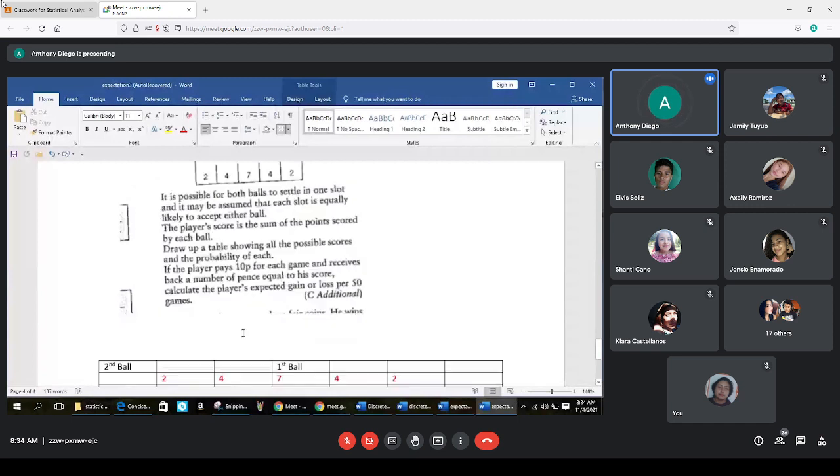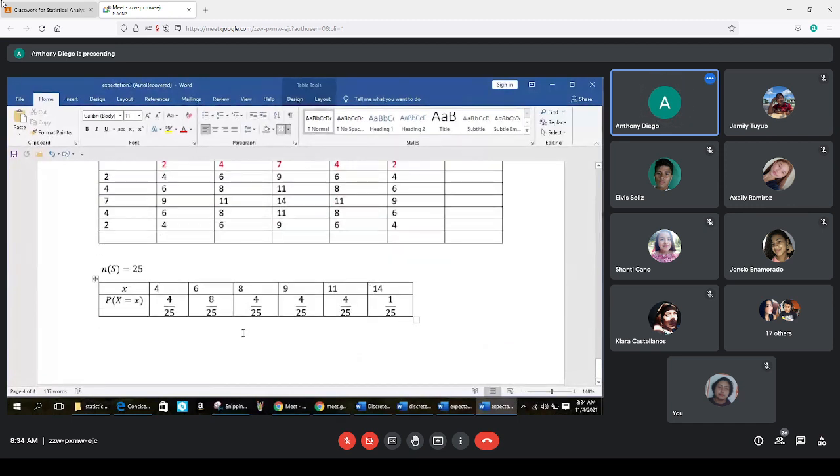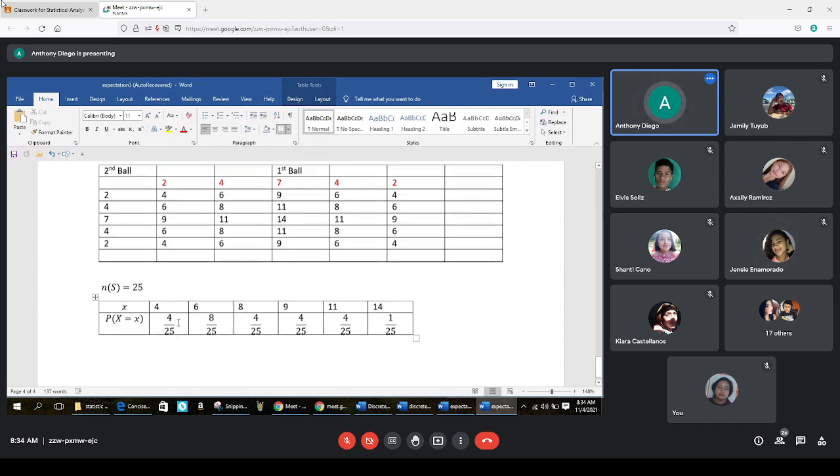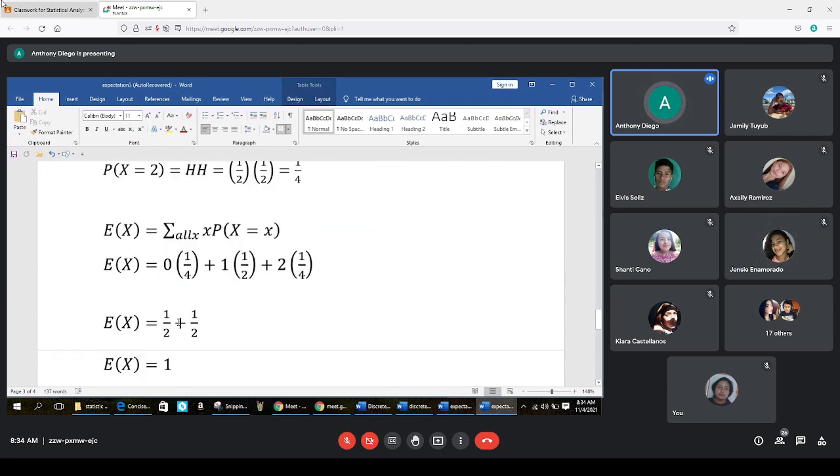So how would we do this? So remember what we have here, this probability distribution table. If you were to find the expectation, that would be the expectation for one game. Are you getting that? Yes. So let's find the expectation here. Let me just copy the formula.